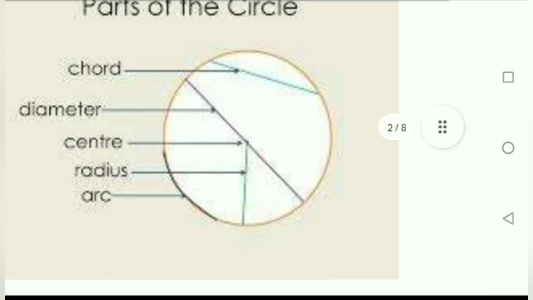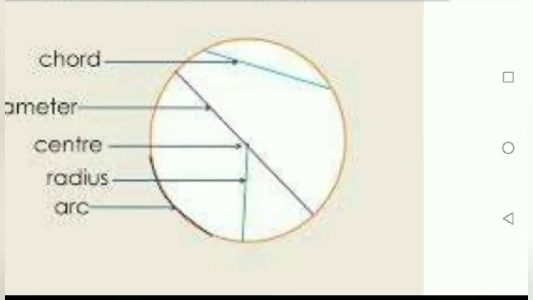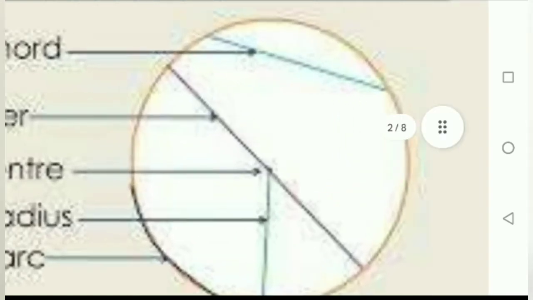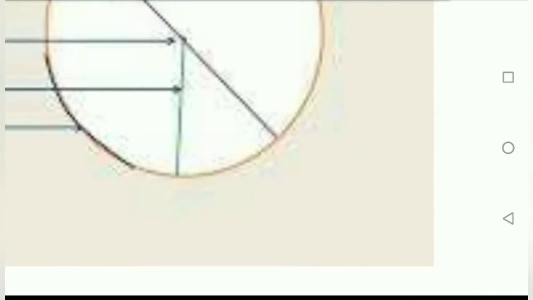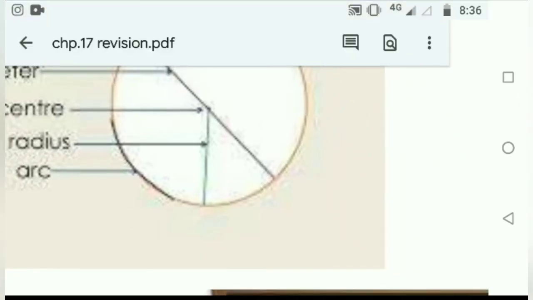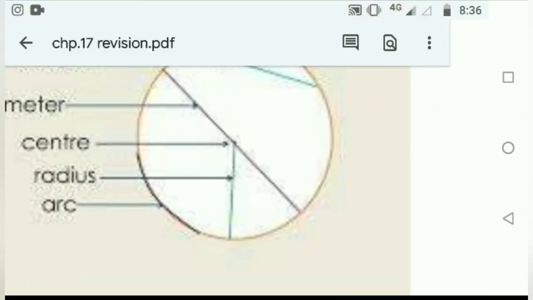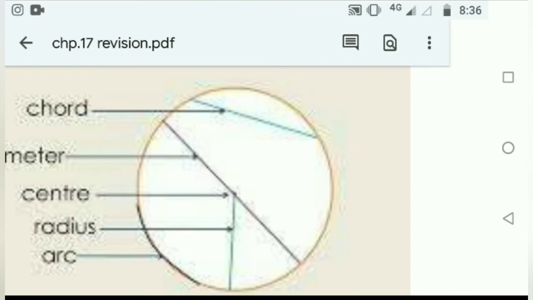Now comes to the diameter. What is called as diameter of that circle is the line or the segment which is passing from one point of that circumference till the other point of the circumference, but it is passing through the center. It is passing the center of that circle. You can see that dot. From that it is passing, isn't it? So that segment is called as diameter.